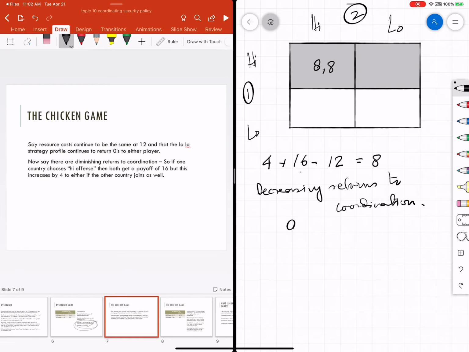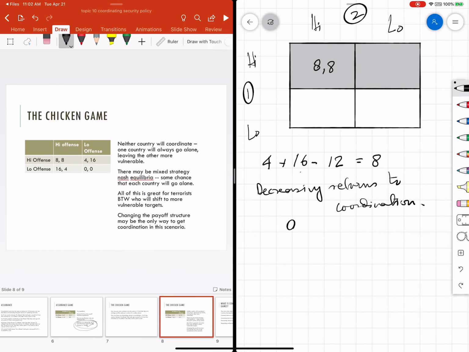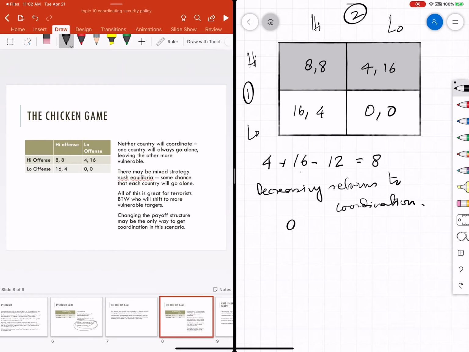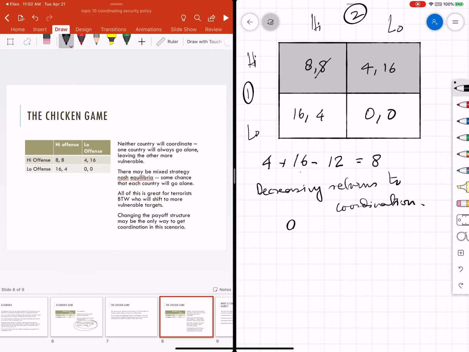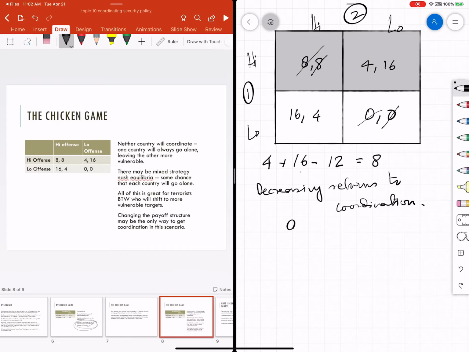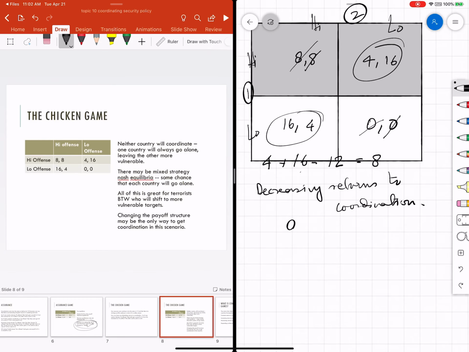But now, again, on the off axis, things are going to be different, right? So now it's going to be 4 and 16, 16 and 4, and if neither one coordinates, still 0, 0. So now it's a different scenario. So here, in this particular scenario, if one chooses high, 2 will choose low, not that. 2 low, 1 will choose high, 2, not that. And then over here, not that, and not that. So we have 2 Nash equilibria, but these are very different, right?